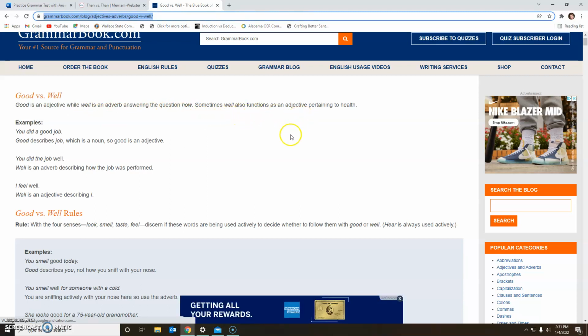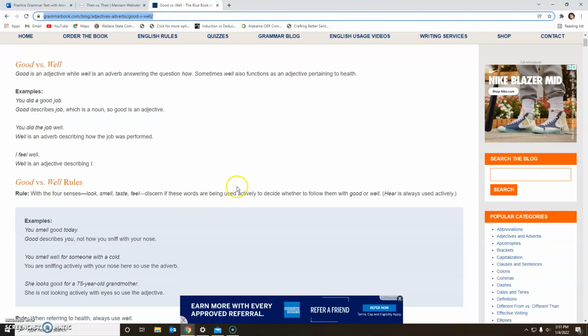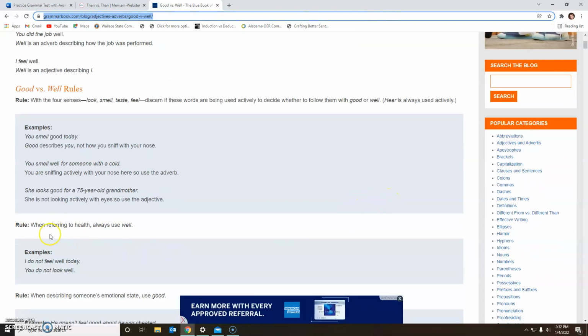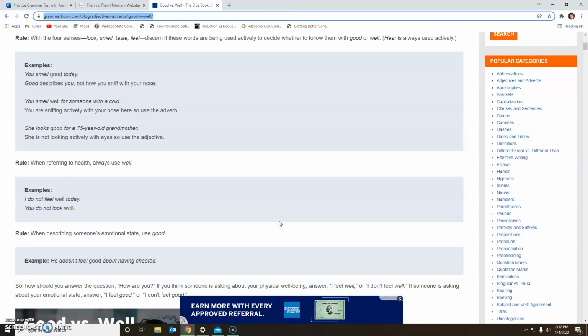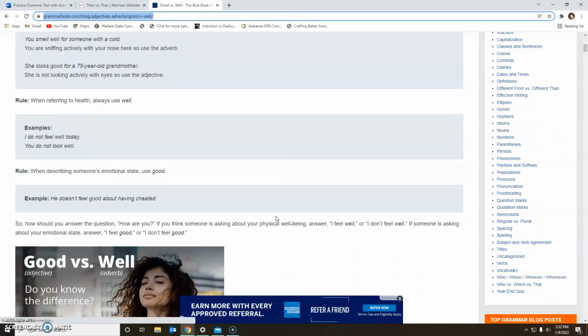Sometimes well also functions as an adjective pertaining to health, but you can review some of the basic rules. So with the four senses, look, smell, taste, and feel, discern if these words are being used actively to decide whether to follow them with good or well. Another rule, when referring to health, always use well. So I am sick or I am healthy. If I'm healthy, I am well. If I am sick, I am unwell.